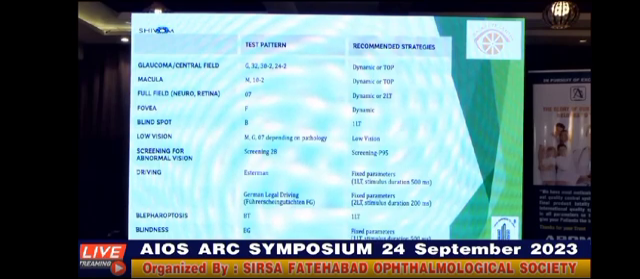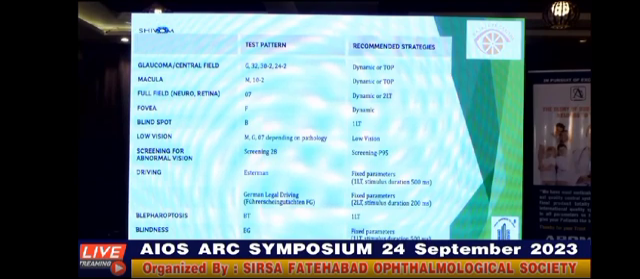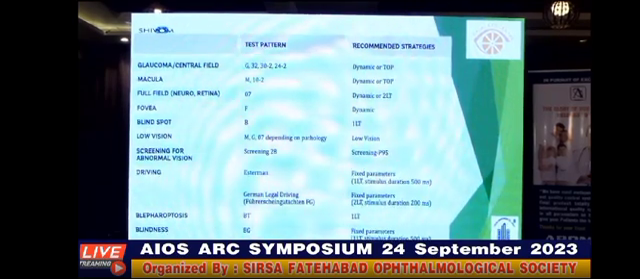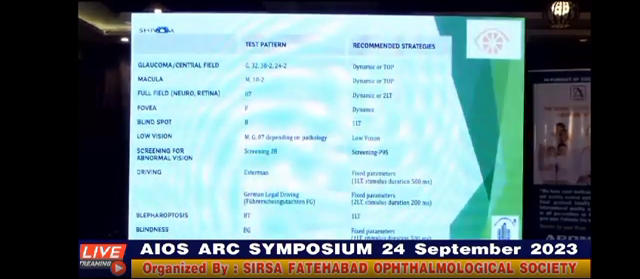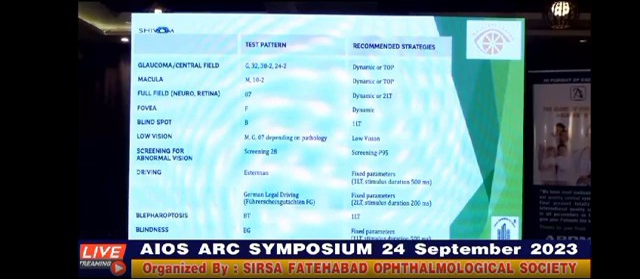When we see both, the test pattern G corresponds to the 30-2 or the 24-2 of a Humphrey. The strategies are the same, dynamic or TOP. The macular program corresponds to the 10-2 of the Humphrey. It is called the M program or macular program, and the strategy is again the same, the dynamic or the TOP strategy. This is an overview of the different test patterns and test strategies available in an Octopus field.